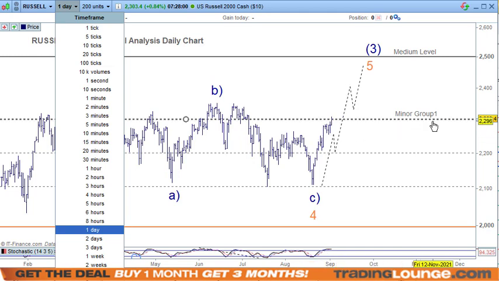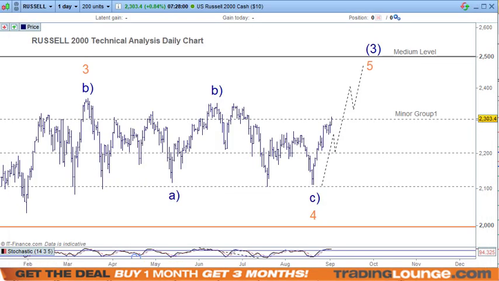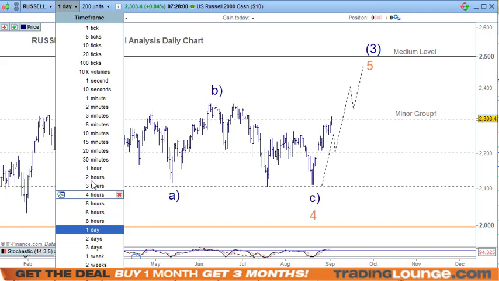Because minor group 1 here, the 2,300, that's where we're going to see a bit of a dance. We want to see it as a tested support with a classic trading levels pattern sitting on it like this. So if that's the 2,300, we'll see the arrival, the reaction, first high above the level, and that's where we'll have our trade set up. So let's have a look at that on the 1 hour chart.